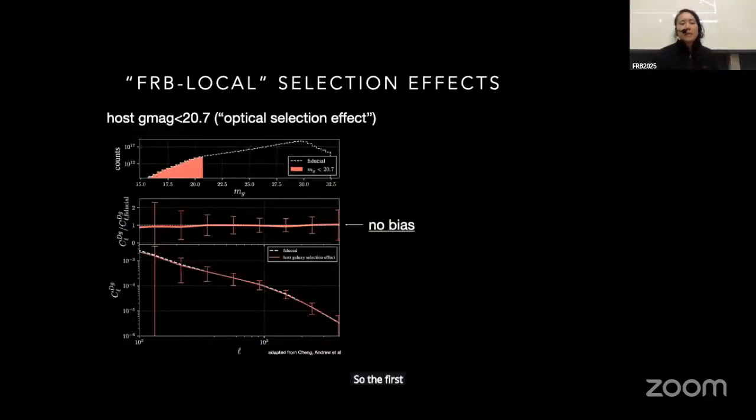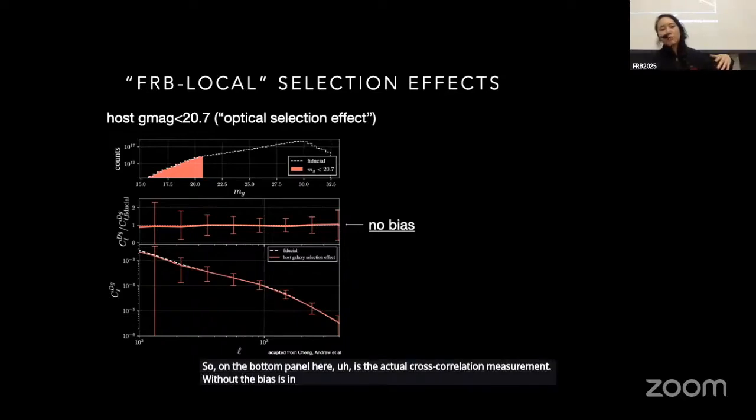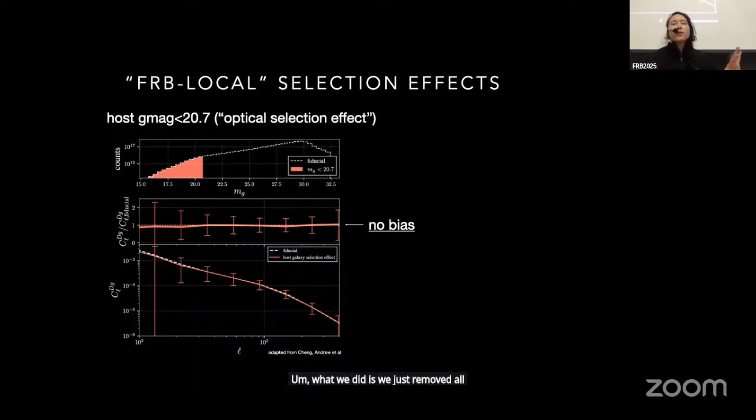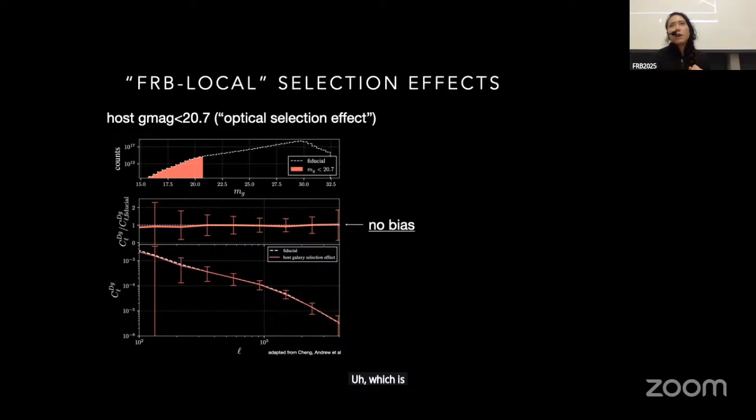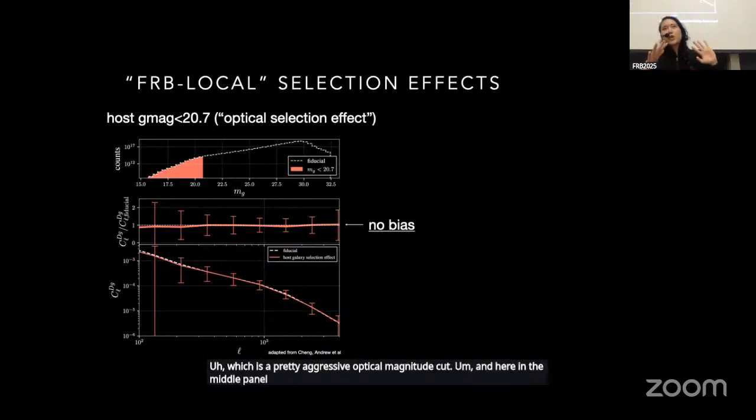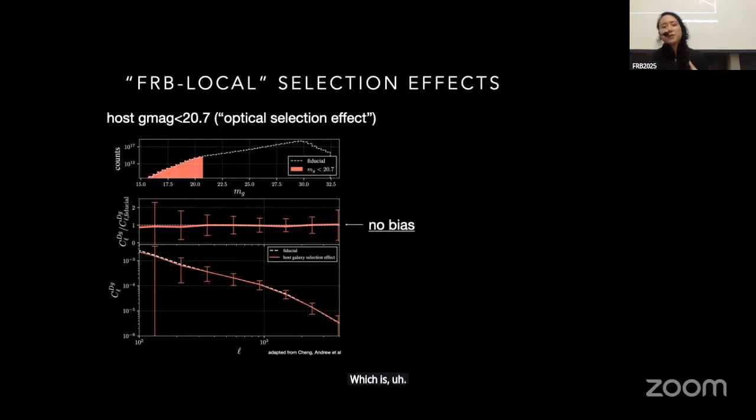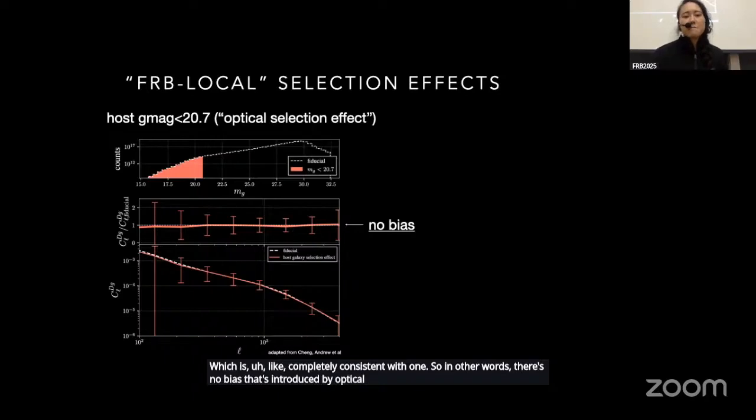The first thing that we did was test the effect of optical selection biases. On the bottom panel here is the actual cross-correlation measurement, without the bias in white and with the bias in orange. We removed all FRBs originating from galaxies fainter than a magnitude of 20.7, which is a pretty aggressive optical magnitude cut. Here in the middle panel is the ratio of the two cross-correlation measurements, which is completely consistent with one. In other words, no bias is introduced by optical selection effects, which is expected.